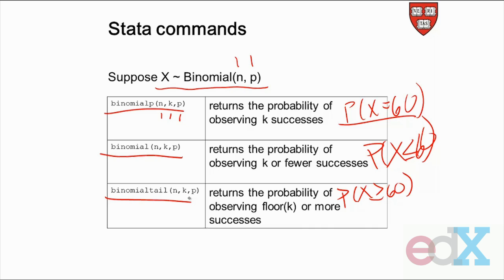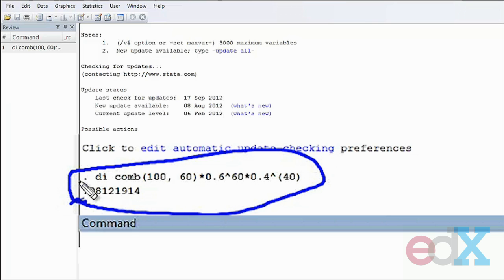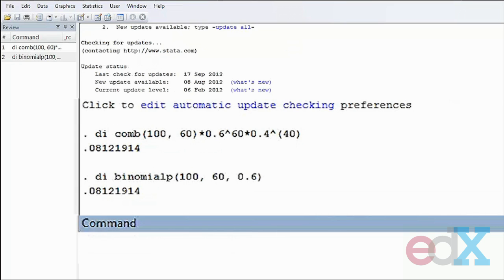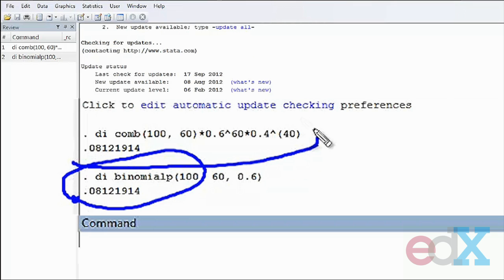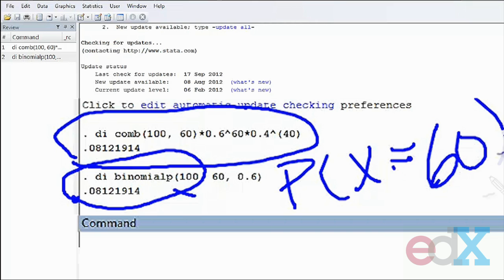Open up Stata again. Before, within Stata, we used the actual formula to calculate the probability that x is equal to 60. Now let's use the binomialp function. And fortunately, we end up getting the exact same answer. So we basically did this by hand using the formula to show you that the binomialp function does return exactly the probability that x is equal to 60.